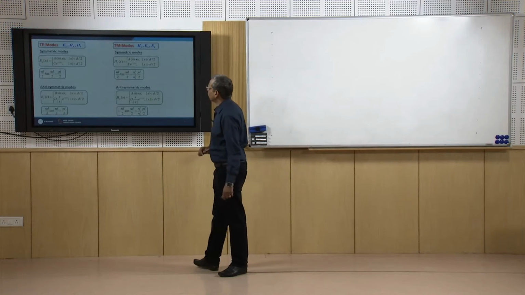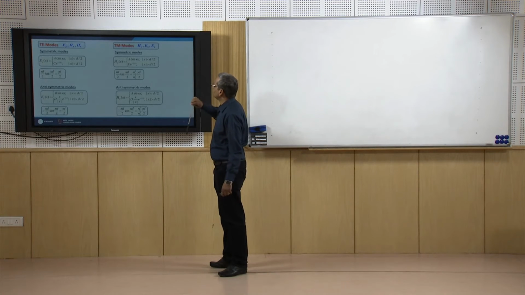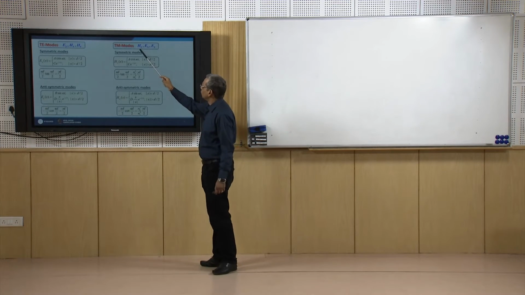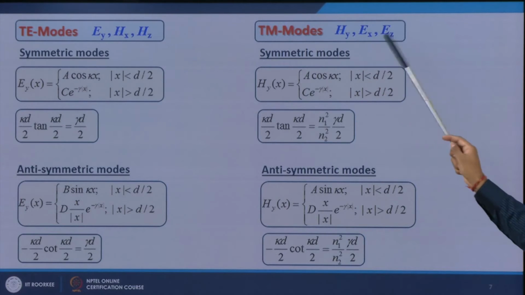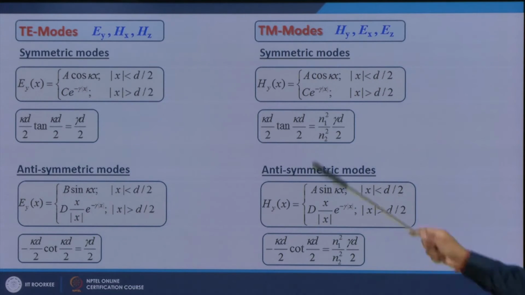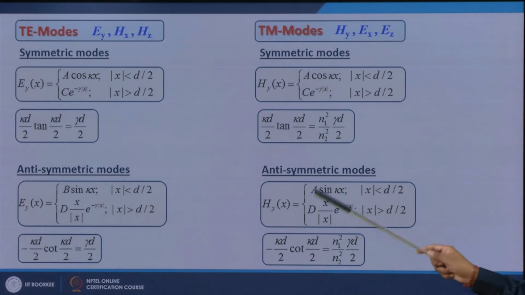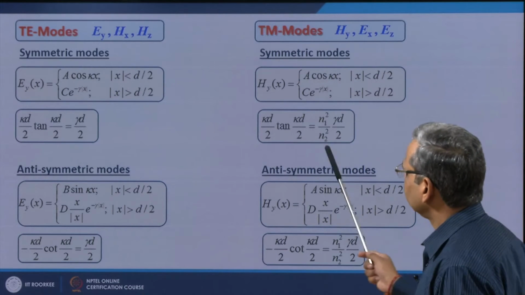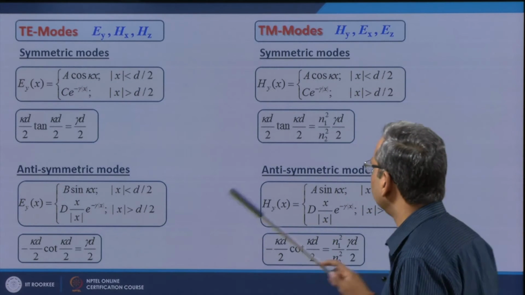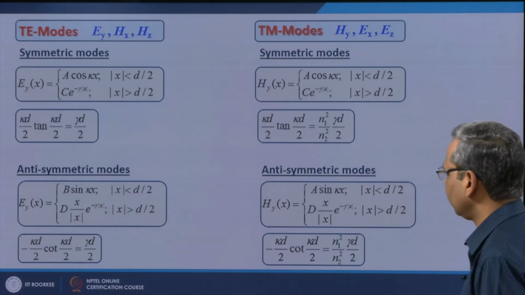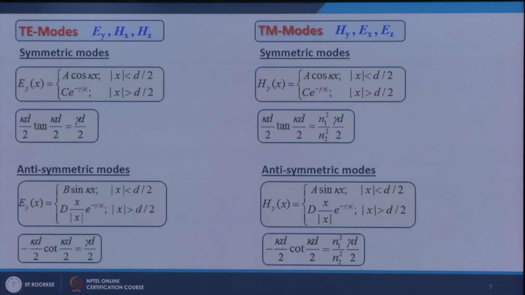The same thing I can do for TM modes, for which the non-vanishing components are Hy, Ex and Ez. I have symmetric modes and antisymmetric modes, and these are the transcendental equations. The only difference that you would see between this and this is a factor of n1 square over n2 square. This comes from the boundary conditions.